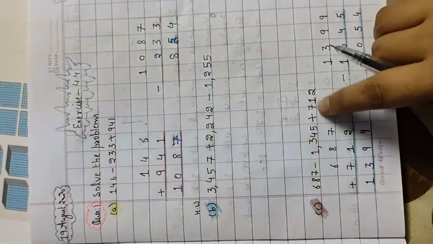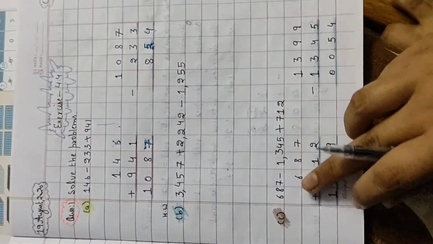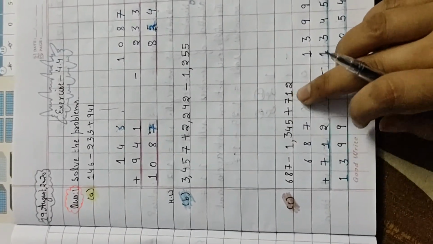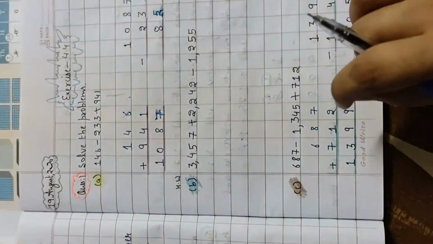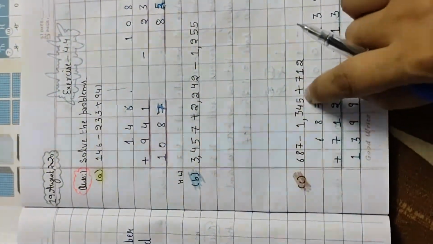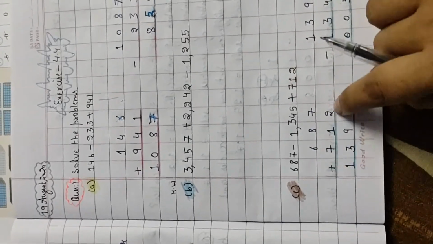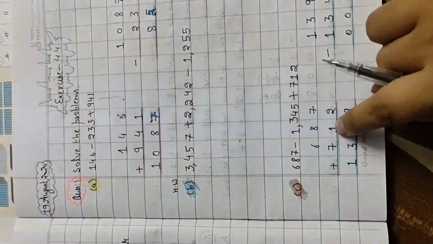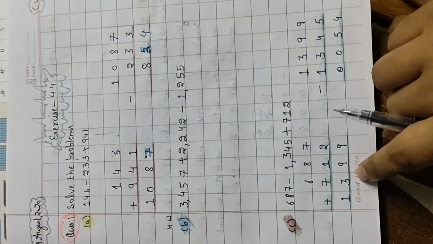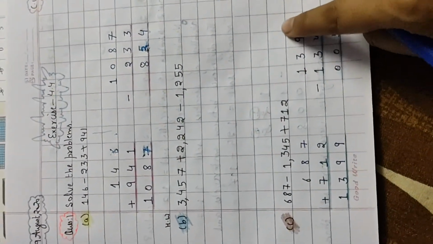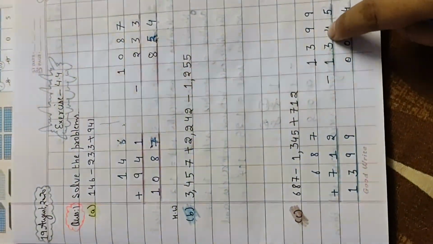687 minus 1345 plus 712, I have given you as homework. Now this one, 687 minus 1345 plus 712. There is no sign, so you will consider it as plus. I have told you to leave the subtraction sign number, so you will add these two numbers first. So 687 and 712: 7 plus 2 is 9, 8 plus 1 is 9, 6 plus 7 is 13. Then afterwards this number you have to write here, and then this number, the subtraction number, you have to write it here.